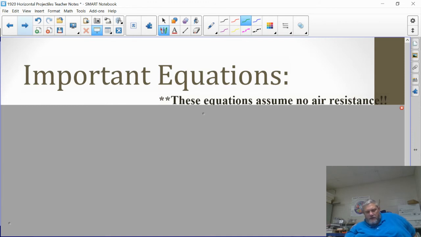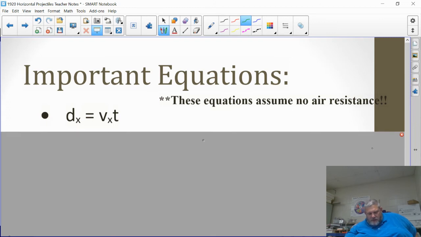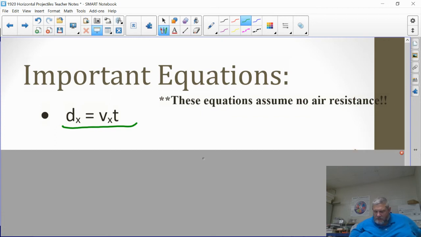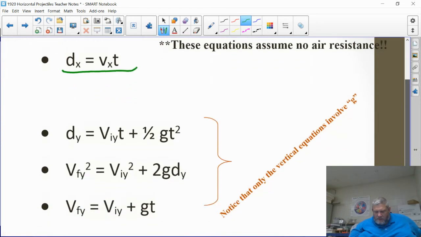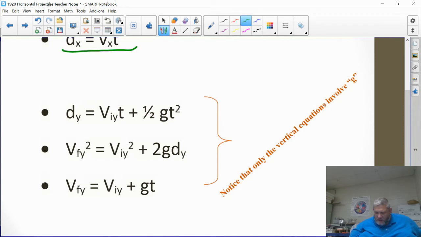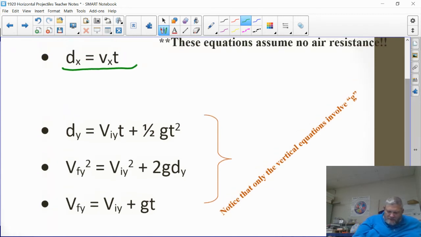All right, so here are the important equations that we're going to use when we're dealing with this. And of course, we always assume that there's no air resistance. So in the x direction, there's one equation, dx equals vx times time. That's all there is. In the y direction, we have our big 3, the ones we use all the time. dy equals vit plus 1/2 at squared, in this case g. vf squared equals vi squared plus 2g times d. And vf equals vi plus gt, or at. So there we go. Same equations that we use. Notice that only the vertical equations involve g.